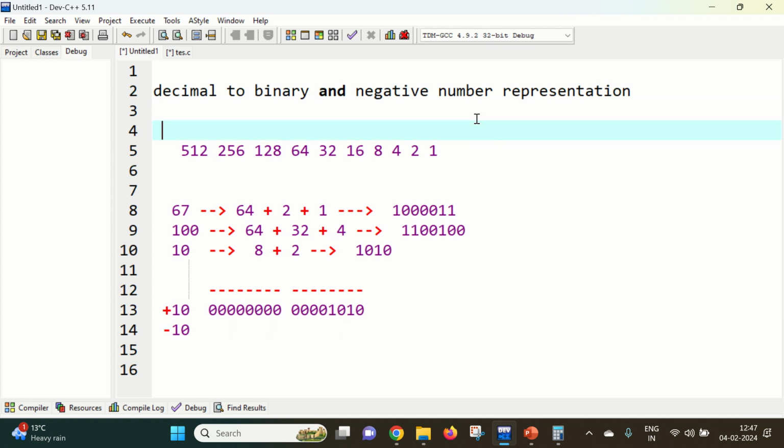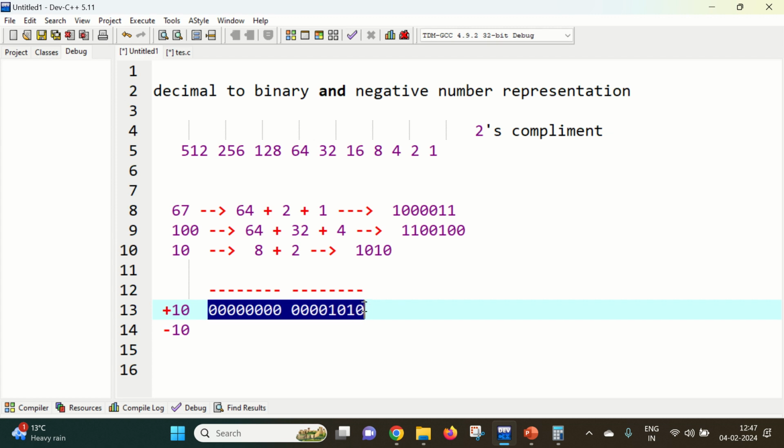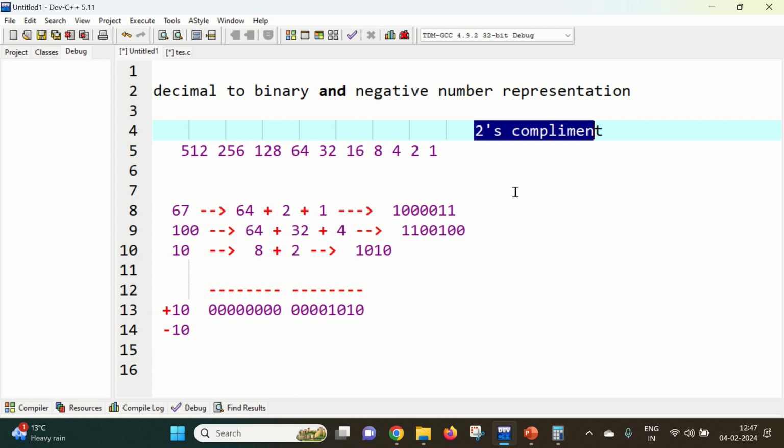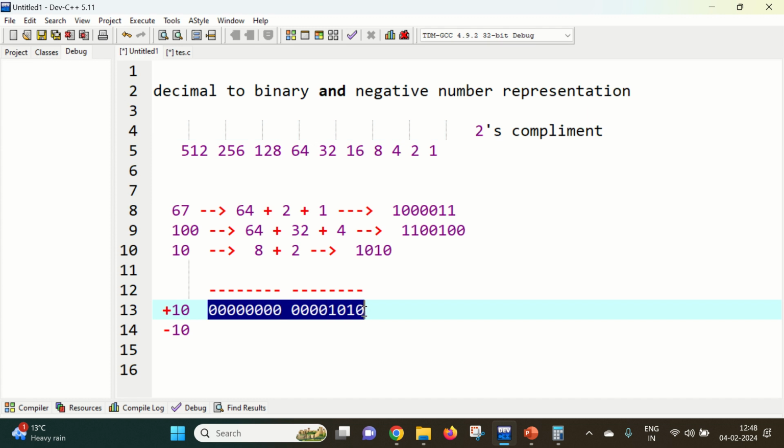This is a new concept, I am going to tell you something about that. We are going to discuss 2's complement. Negative numbers are stored in the 2's complement. So suppose you want to store minus 10, what you have to do is simply take plus 10, convert that into the 2's complement, and whatever the number, that is actually your negative 10.